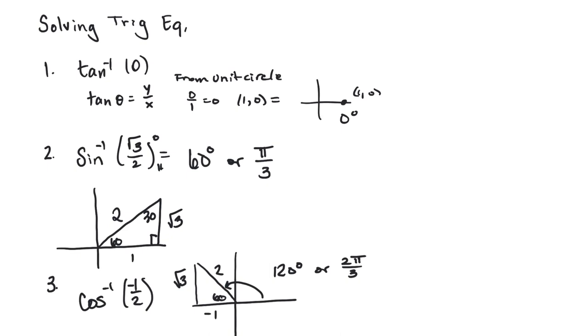Because that's 120 here plus the 60 gives me the 180, or 2 pi over 3 if it's in radians. So you've got two methods. You could use your coordinate method. If you know the unit circle well enough, you can kind of pull these out. Or I could realize I can create these right triangles.